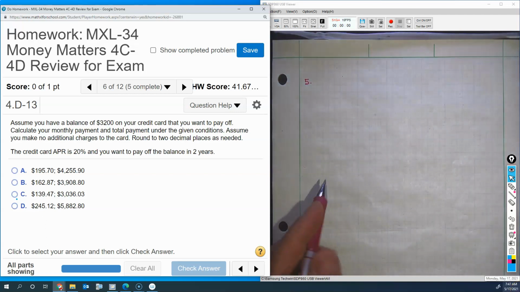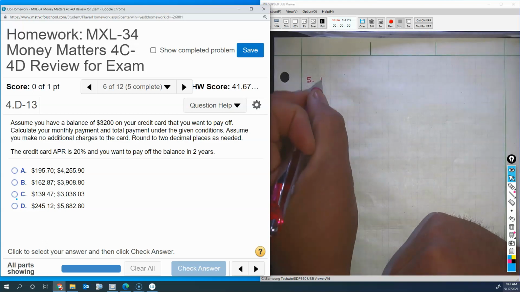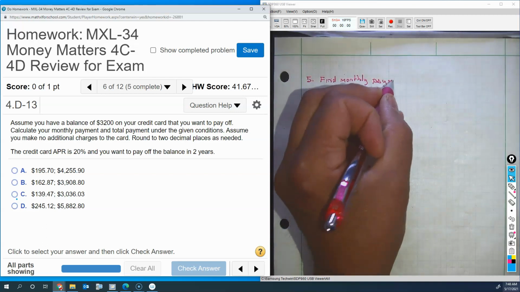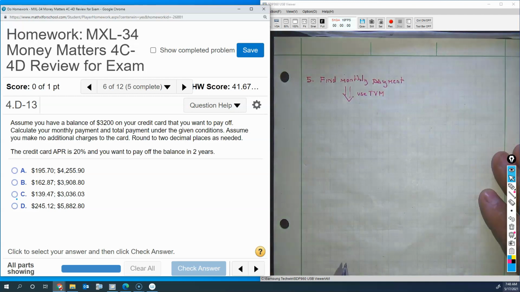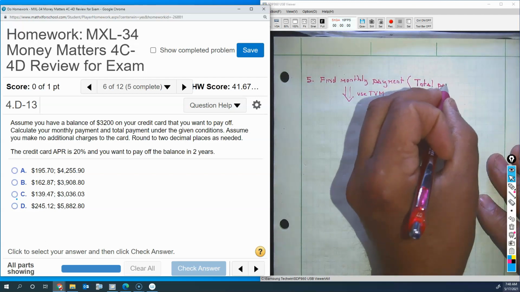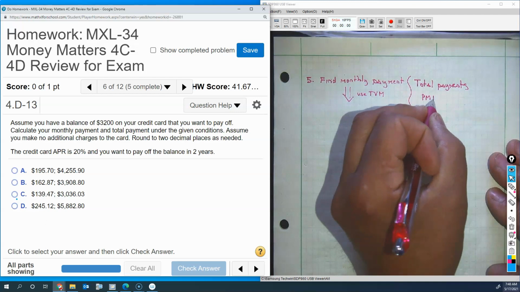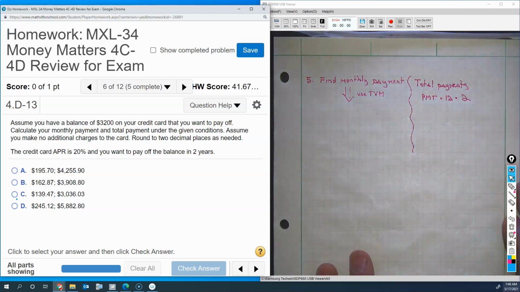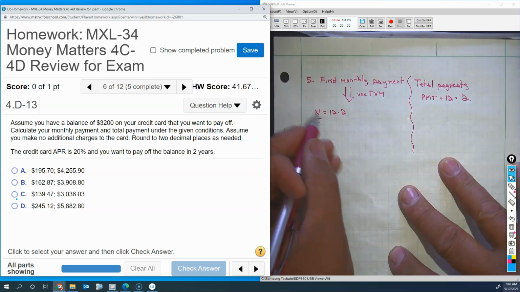All right, so for number 5 here, assume you've got a balance to pay off. Calculate your monthly payment. So we're going to find the monthly payment using the TVM. Then to get the total, you take your monthly payment times 12, and you want to pay this off in 2 years. So N is 12 times 2. I is 20%.